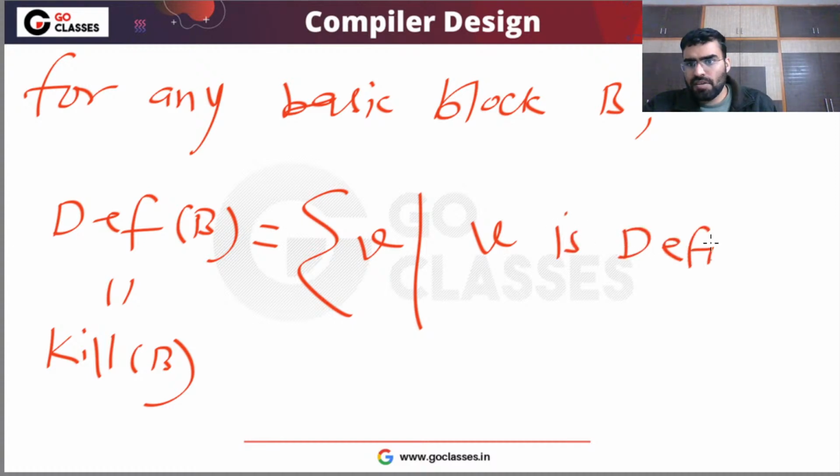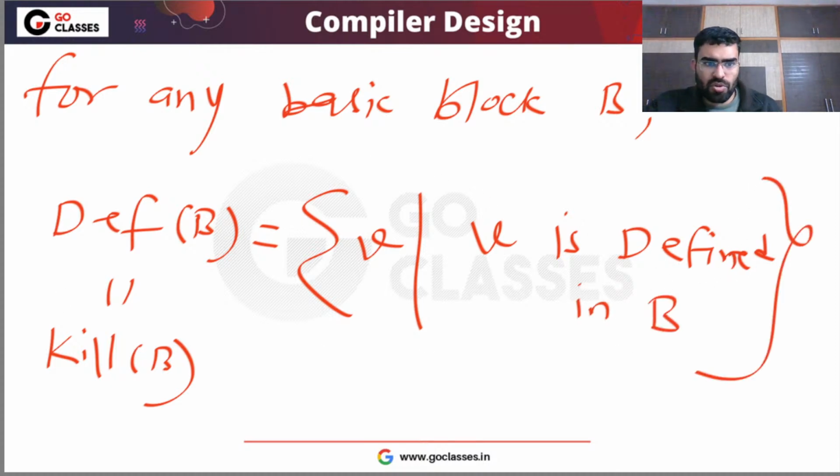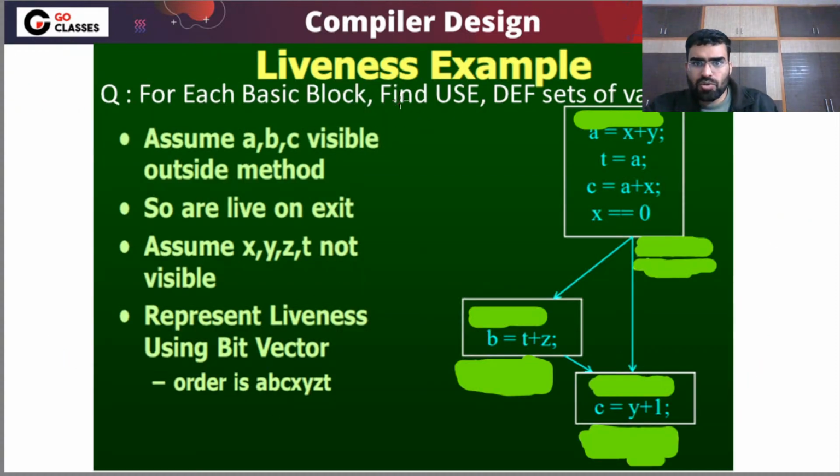V is defined in B. Here you don't have to think about anything, just see what the defined variables in B are. Now let's assume this is basic block B1, this is basic block B2, this is basic block B3. Find the use and def sets of variables for each basic block, I am asking.